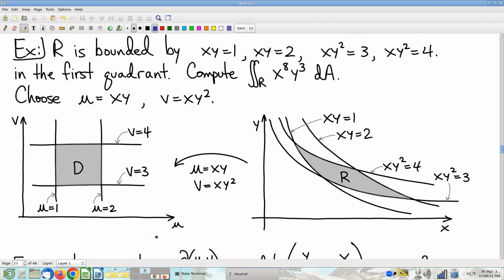Here's a circumstance where this might come up. Suppose that you have a domain R. That's this thing in here. And it is bounded by, you'll notice again that terminology, let's see here, these two equations, xy equals 1.